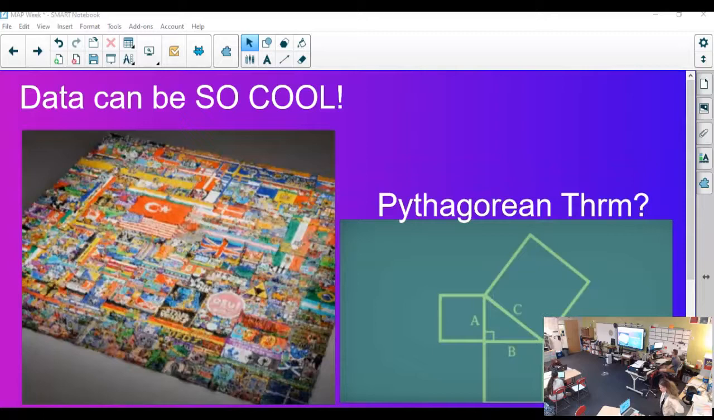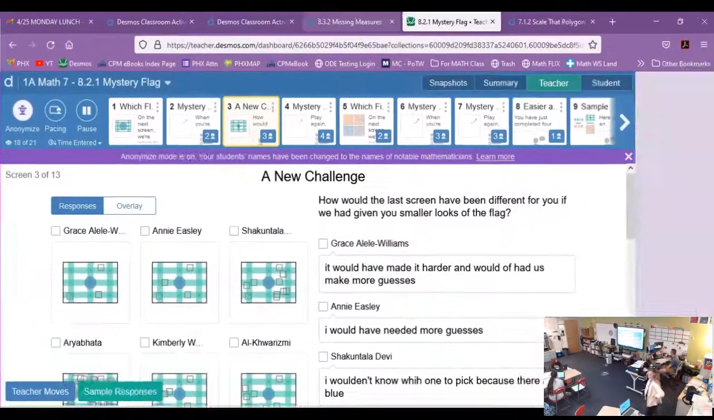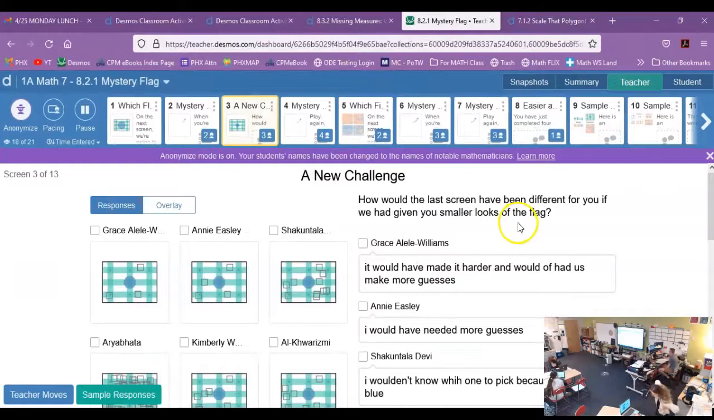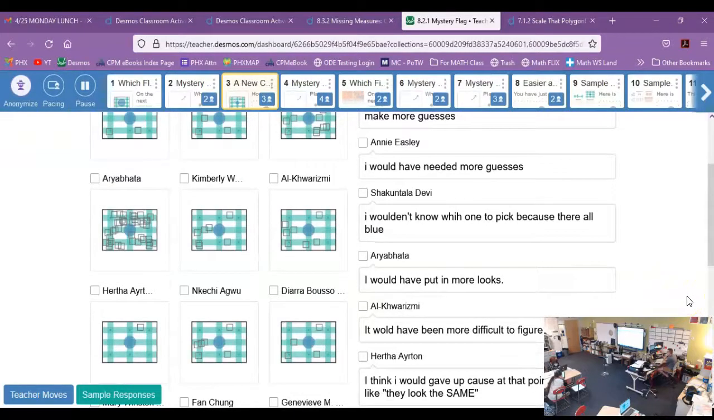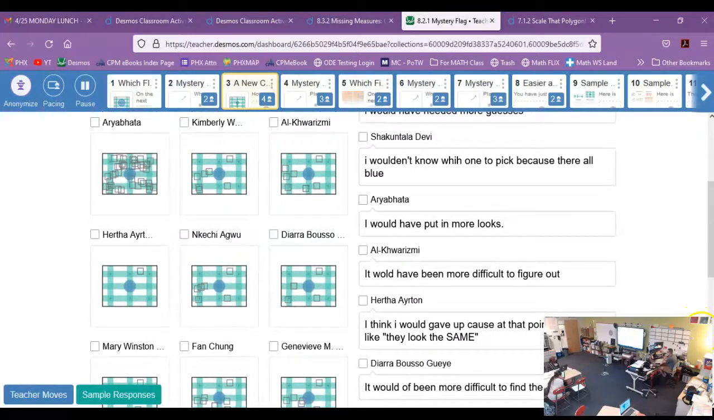All right, I'm going to anonymize, and let's look at what some people said for how the view would have been different if it was smaller. So remember, you're all anonymized here. We have: it would have made it harder and would have had us make more guesses. That's a really good, concise answer, you said everything in one statement. I would need more guesses. I wouldn't know which one to pick because they're all blue. They all have that kind of green or teal color, and they all have some blue dots too. I would have to put in more looks. It would be more difficult to figure out.